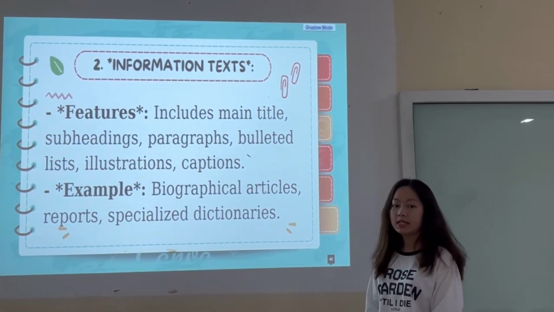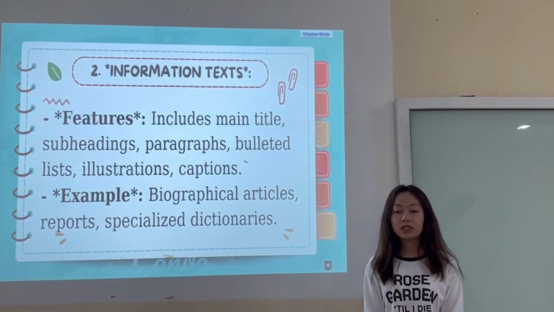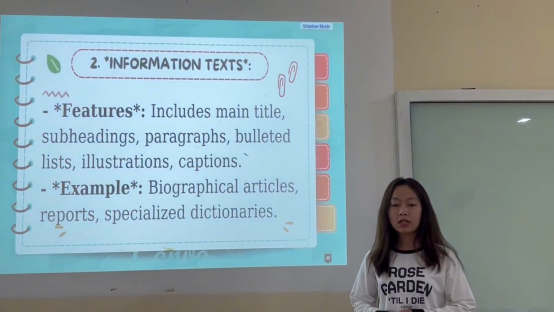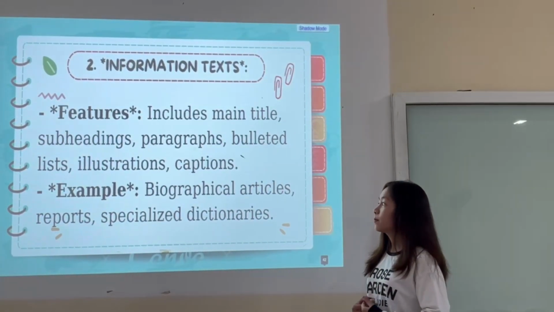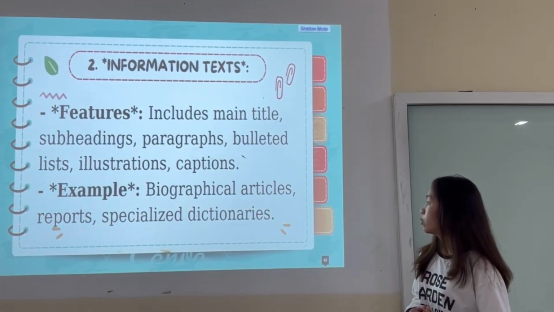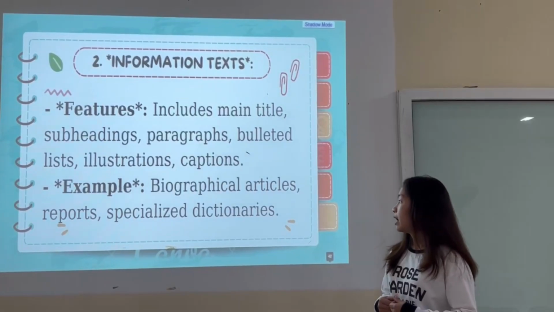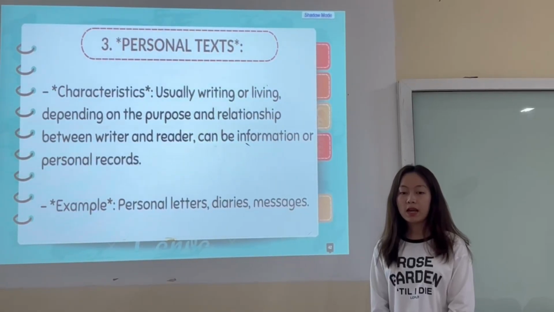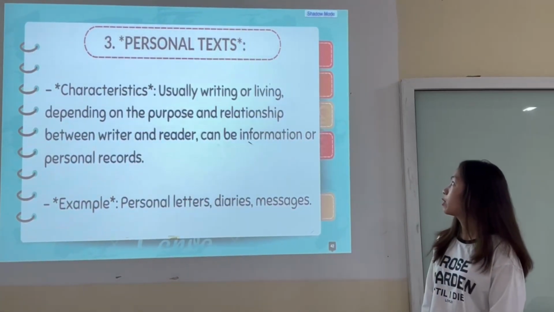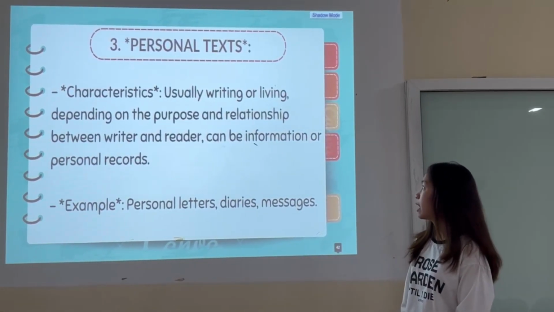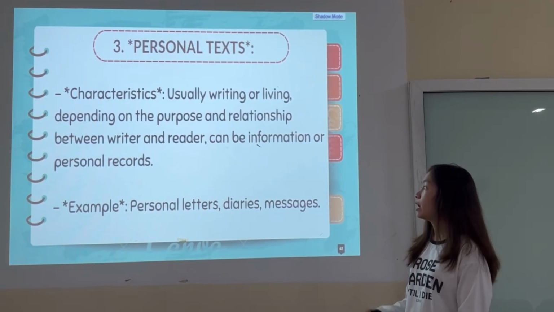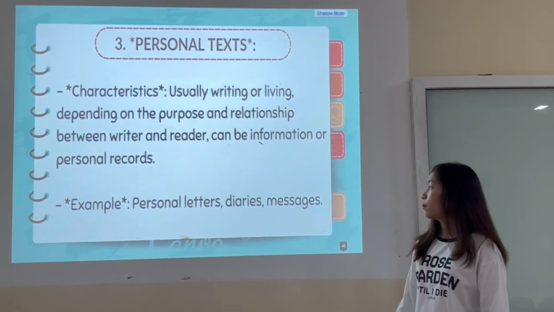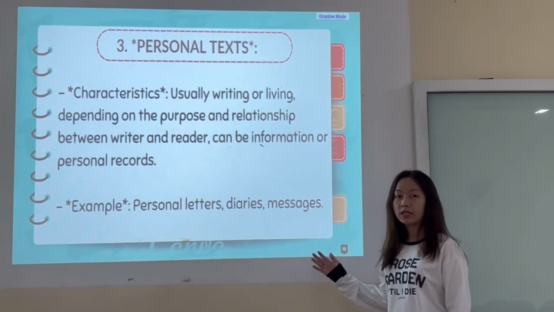The second is information text. Features include a main title, subheadings, paragraphs, bulleted lists, and illustration captions. Examples: biographical articles, reports, specialized dictionaries. The third is personal text. Characteristics: usually written informally, serving a personal purpose with a relationship between writer and reader, and can be information or a personal record. Examples: personal letters, diaries, messages.